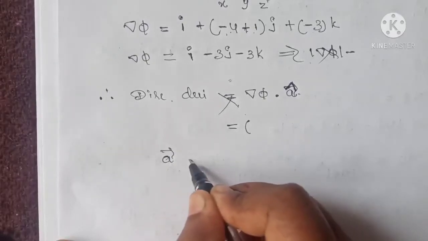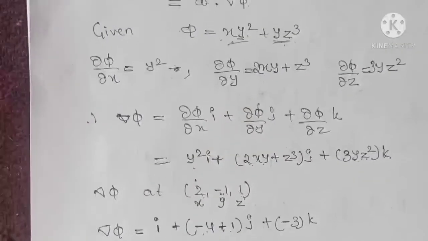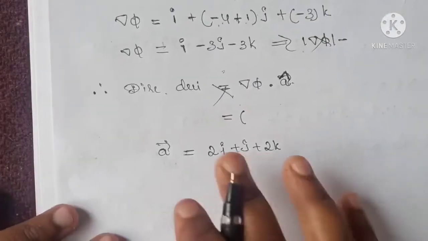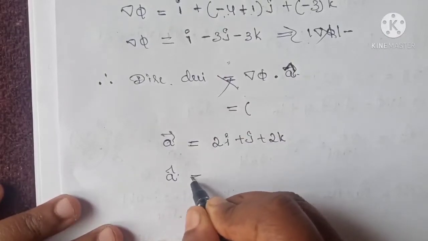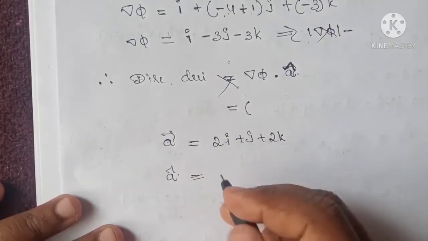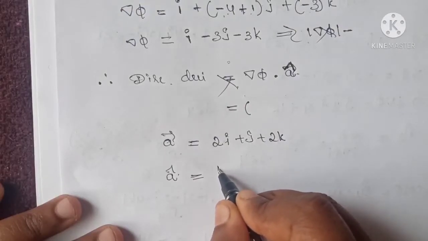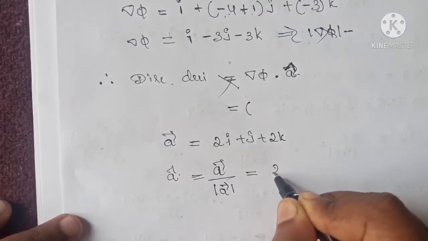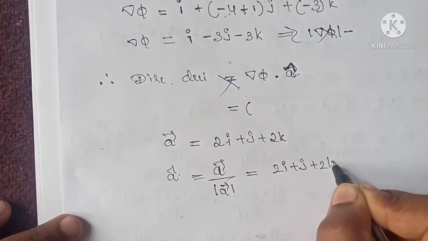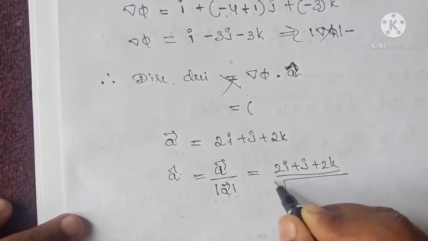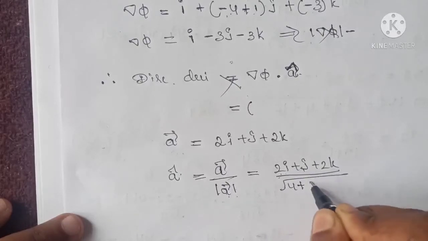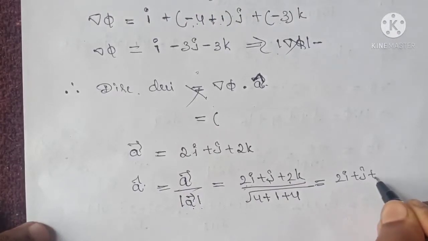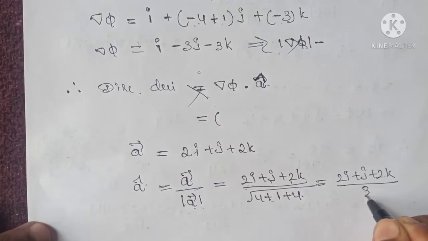Vector a is given by 2i plus j plus 2k. Here we have to find the unit vector in this direction. The unit vector can be found using vector a divided by mod of vector a, which is 2i plus j plus 2k divided by mod a. Finding mod of a, we get the square root of 2 square, 4, plus 1, plus 2 square, 4, so root of 9 is equal to 3.